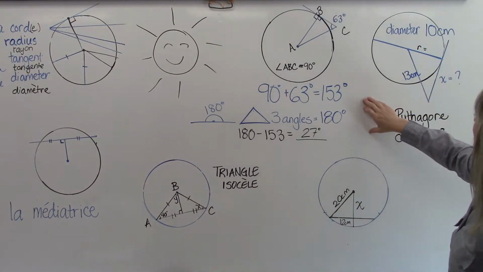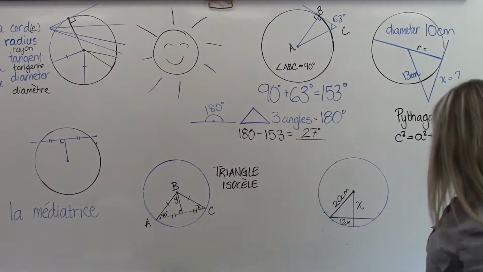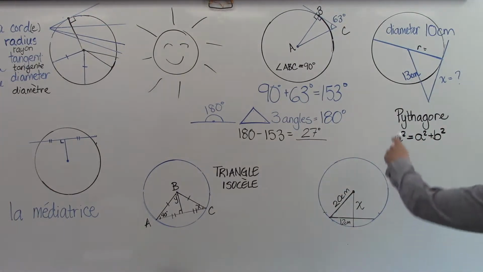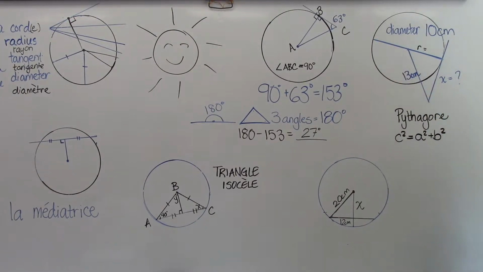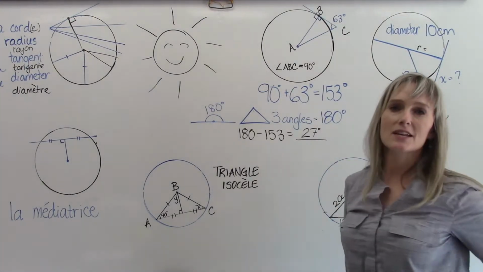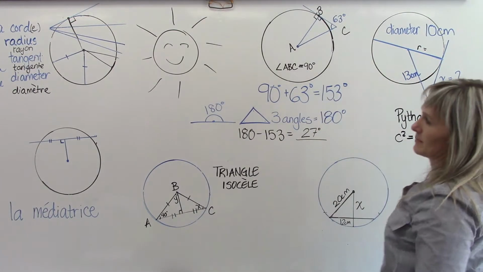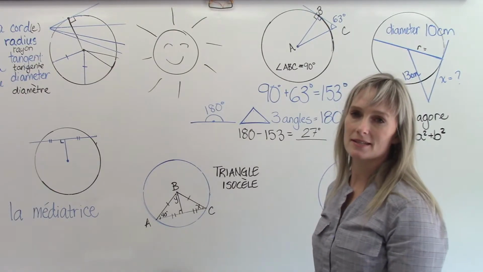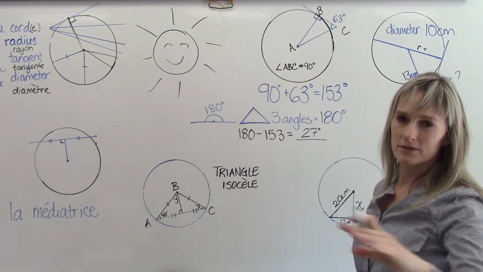Okay, prochainement. So as I said again, we take 180, subtract 153, and we have 27. Prochainement, nous avons un diamètre. C'est quoi un diamètre? Un diamètre, c'est comme la ceinture d'un cercle. It's like the belt of the circle, the diameter. So what does the diameter tell us? It's the longest point of the circle. It's the longest line of the circle.